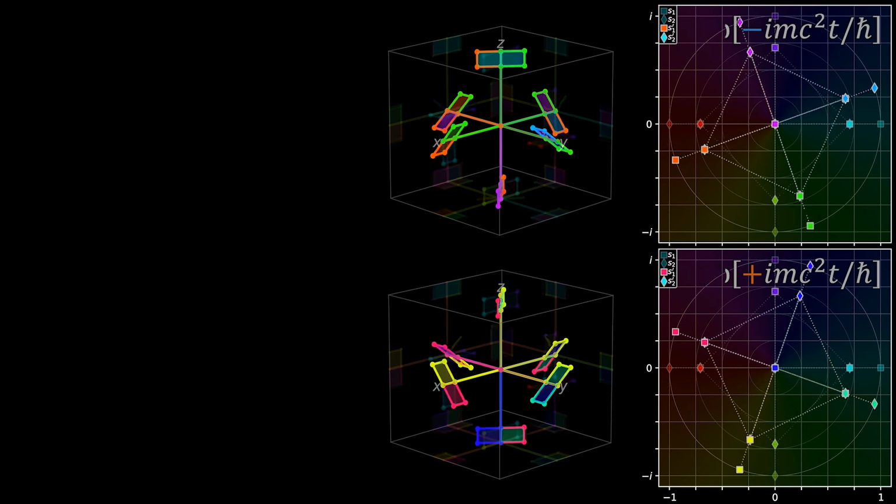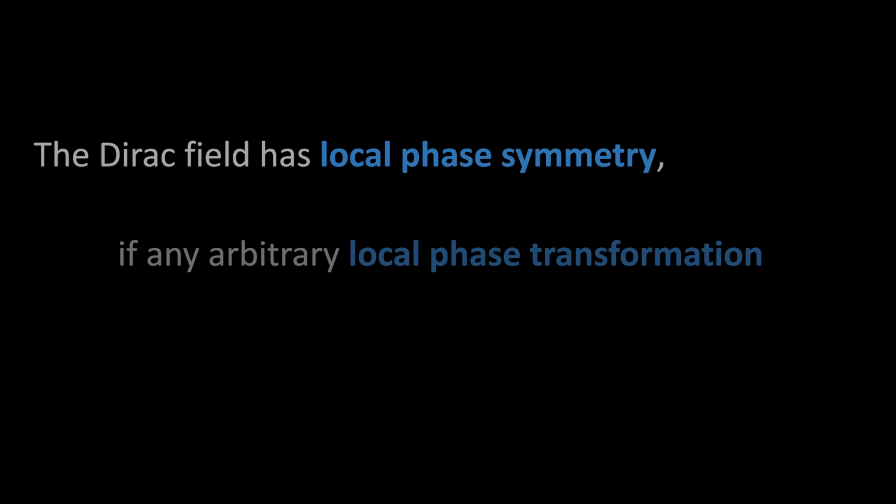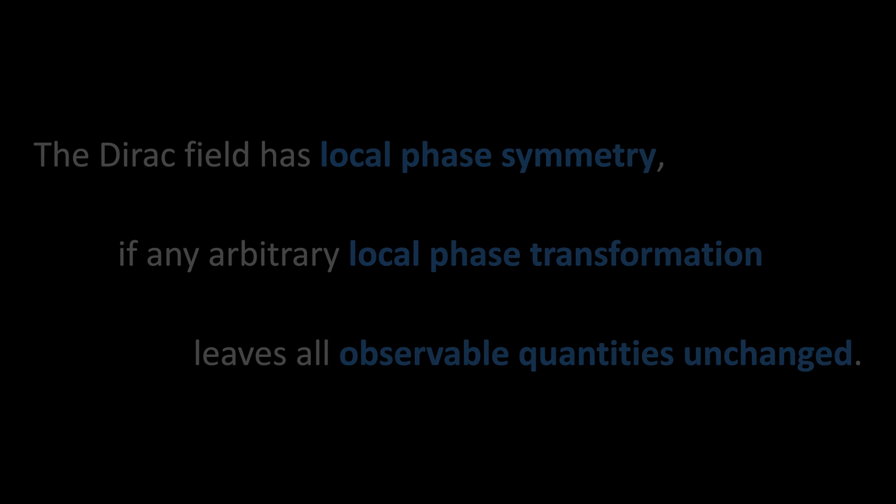Okay, so now let's explore the concept of local phase symmetry, which means that if we apply an arbitrary local phase transformation to psi, nothing observable will change. So first, let's look at what a local phase transformation is, what that means, and what it does. And then we'll talk about what it means for nothing observable to change.